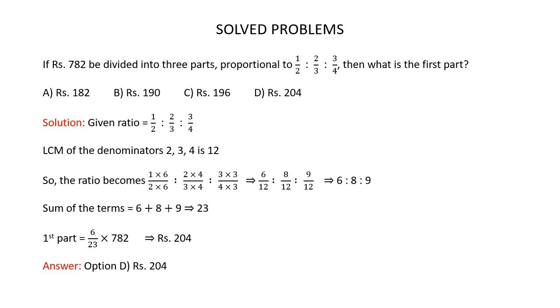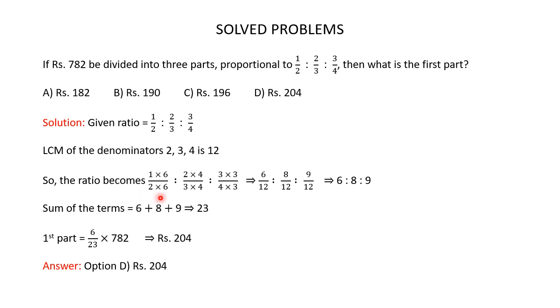Now it's given that the ratio is 1 by 2 is to 2 by 3 is to 3 by 4. Now the LCM of the denominators 2, 3 and 4 is 12. So now to make the denominators of the three terms of the ratio 12, multiply both the numerator and the denominator of the first term by 6. Multiply both the numerator and the denominator of the second term by 4 and multiply both the numerator and the denominator of the third term by 3.